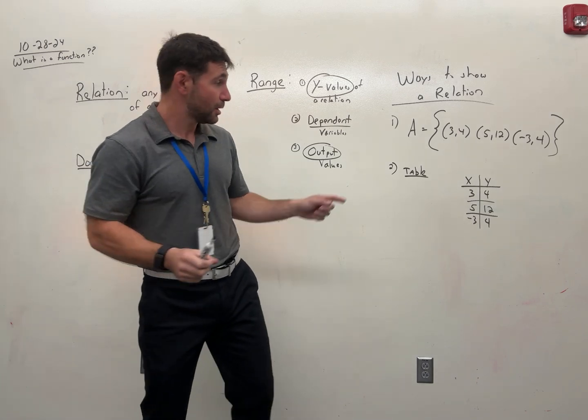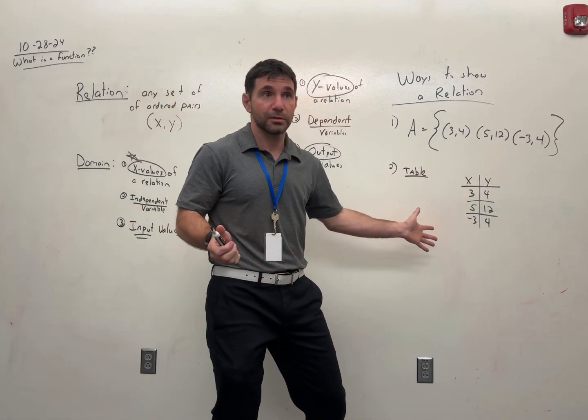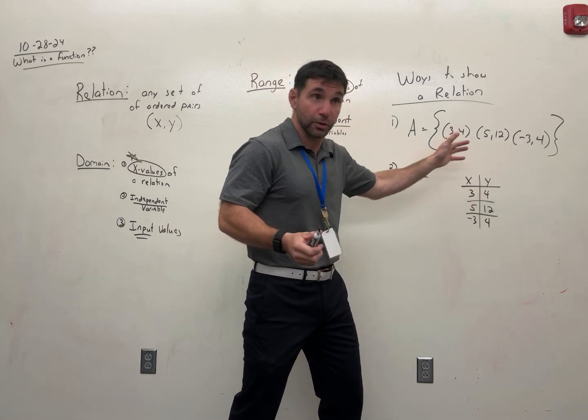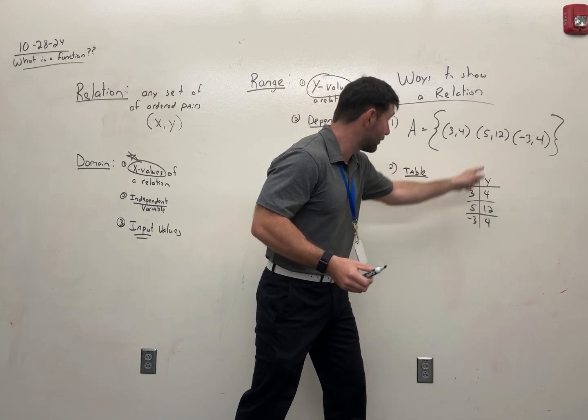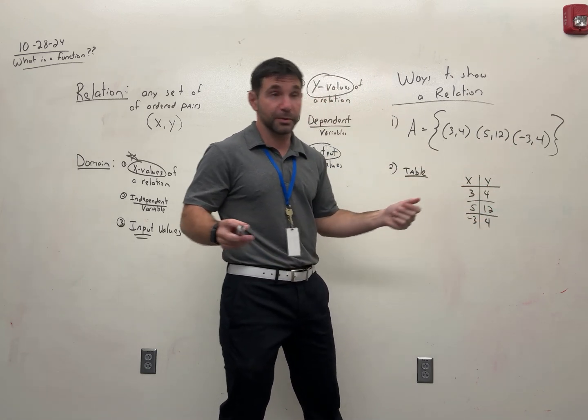Now, here's what I need you to know about this. Listen. If we're given a table, could we write ordered pairs? Well, this is 3, 4. We could write the ordered pair. This is 5, 12. We could write the ordered pair. Negative 3, 4, because it's x, y. Everybody still with me?